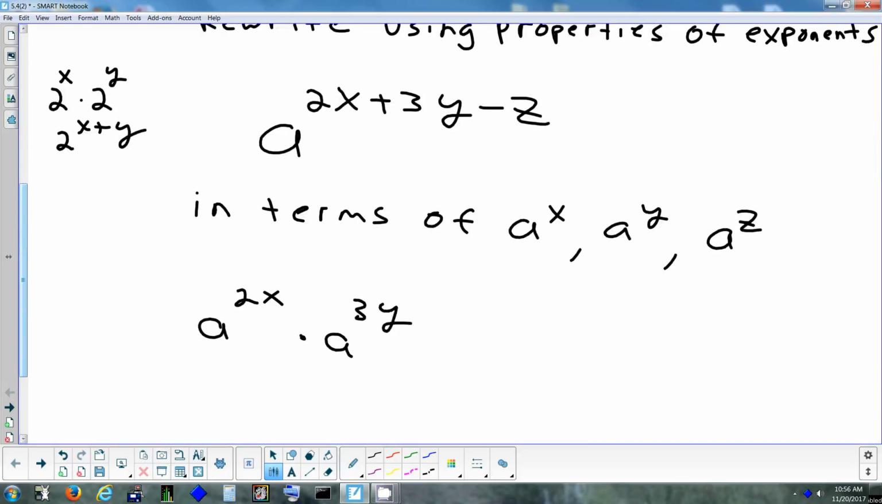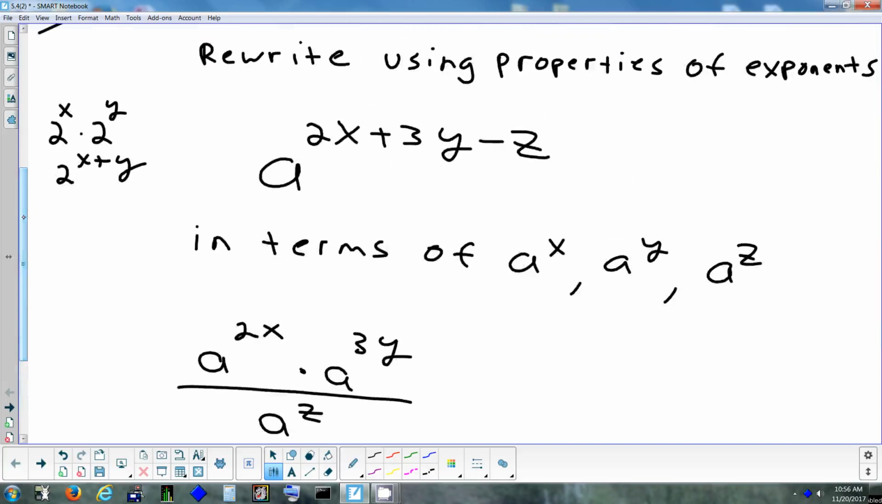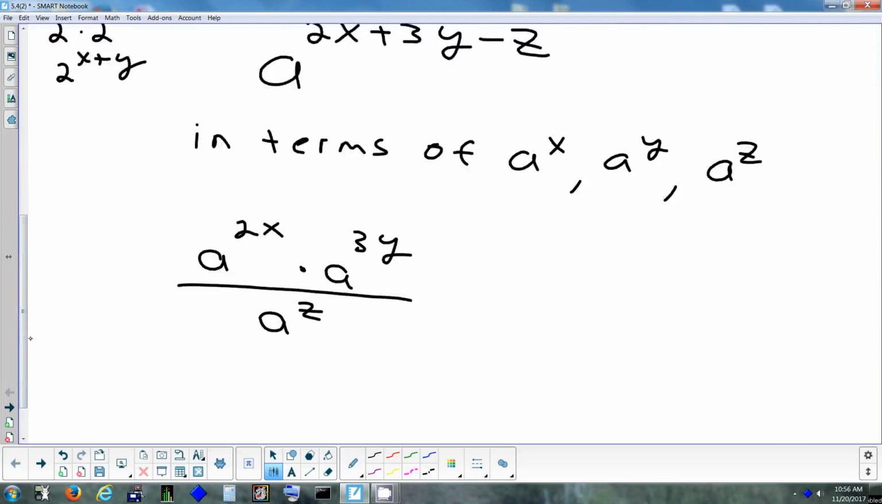Now the last part there says minus z. Does anyone remember the rule when you would subtract to get an answer in the exponent? Yep. When you have division. So if you're subtracting z, then you must have been dividing by a to the z. Okay, so that's the first part. So now we've got a to the z.